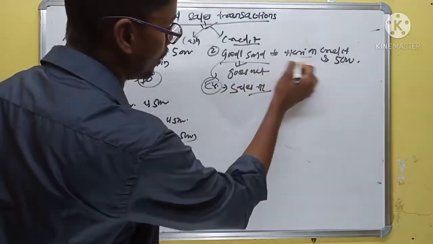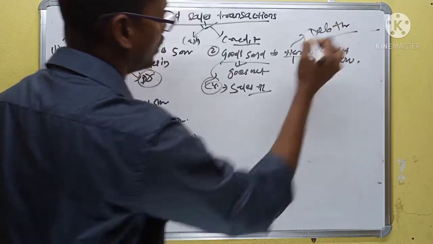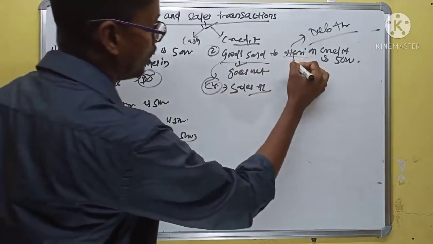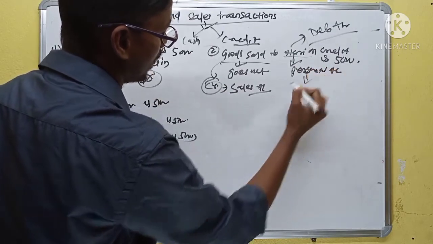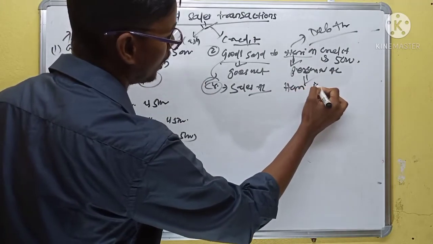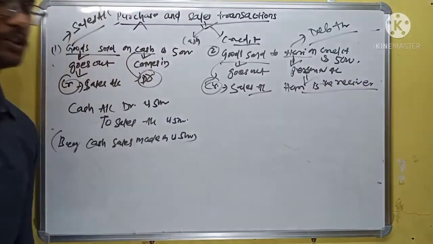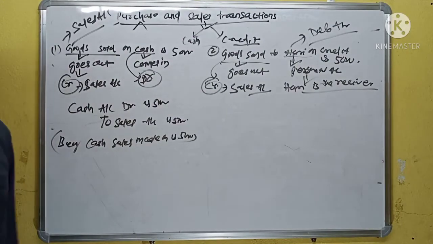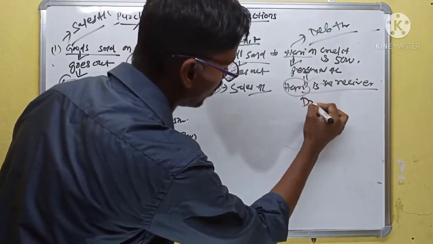And next, Hari. Here Hari is also known as debtor. And Hari is the nature of a personal account. Hari is the receiver. Debit the receiver and credit the giver. So we debit the Hari account.